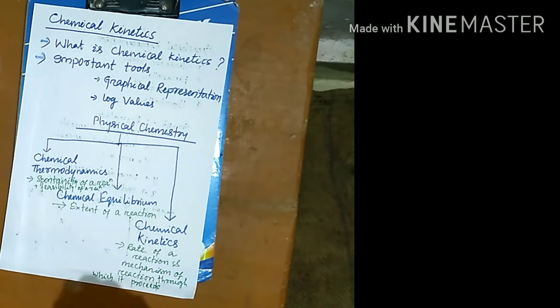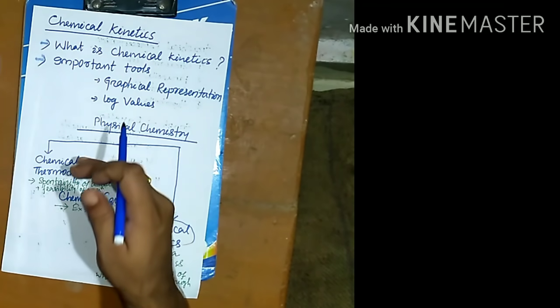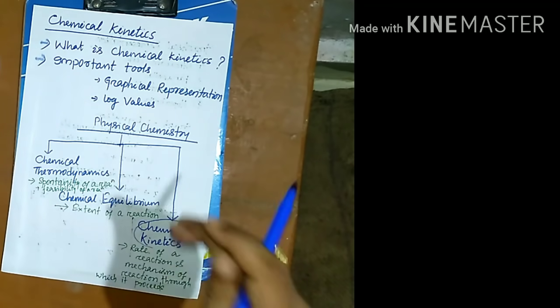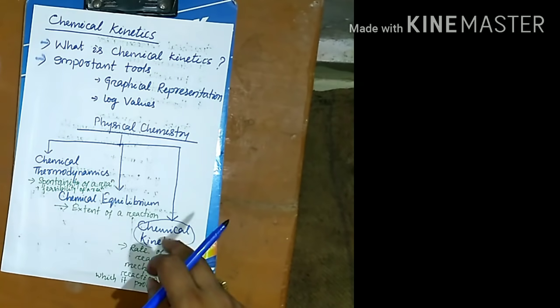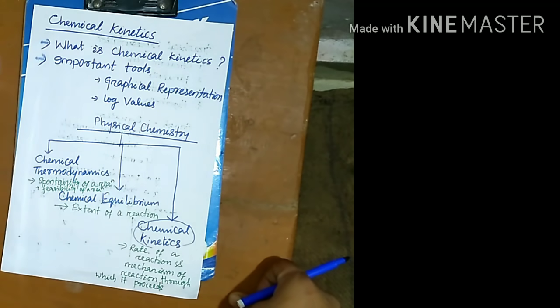See, by which path or which way the reaction is proceeding, that will be discussed in chemical kinetics. So this was the introduction to chemical kinetics, which deals with the study of rate of reaction or speed of reaction and mechanism of the reaction through which it proceeds.